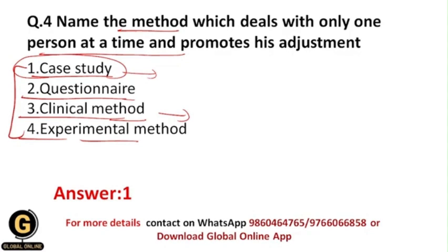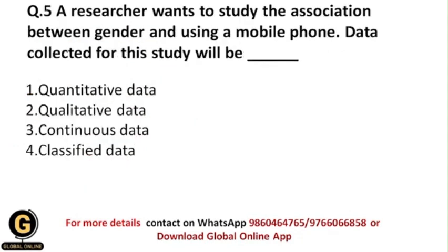Fine. And within the experimental method, the researcher can study the relationship between the variables, the researcher controls the variables, and statistically tests the hypothesis. So lots of things can be done within the experimental method, but your correct answer over here is case study. Okay. A researcher wants to study the association between gender and using a mobile phone. Data collected for this study will be.